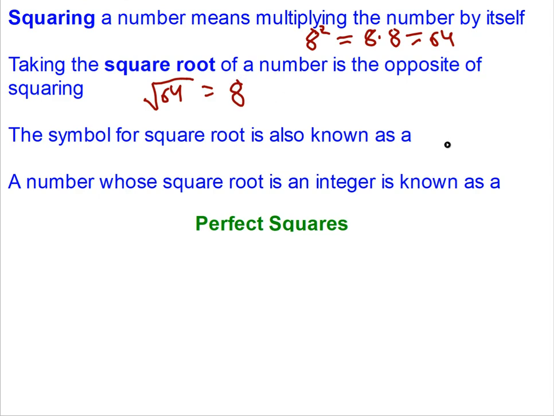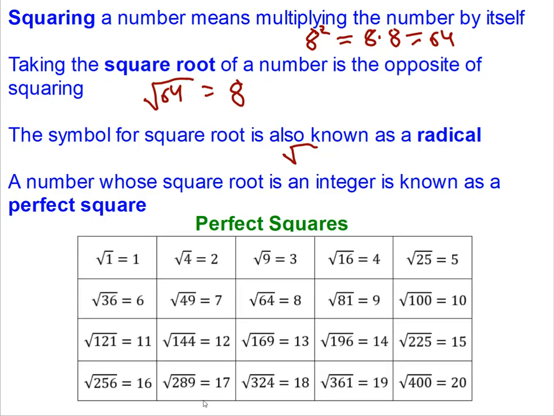The symbol for a square root is also known as a radical. So this symbol right here is known as a radical. And then we have special square roots. A number whose square root is an integer is known as a perfect square. That means when I take the square root and I just get a nice round number that is not a decimal, that's called a perfect square.